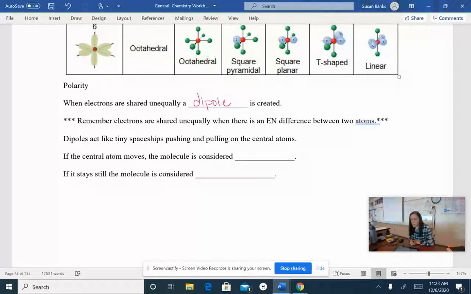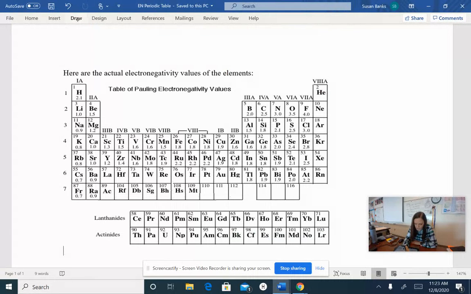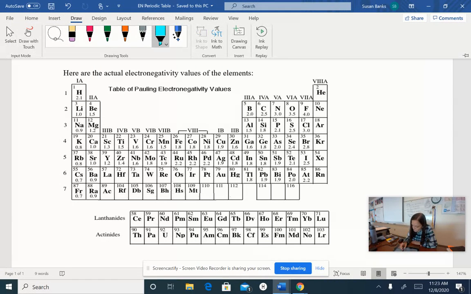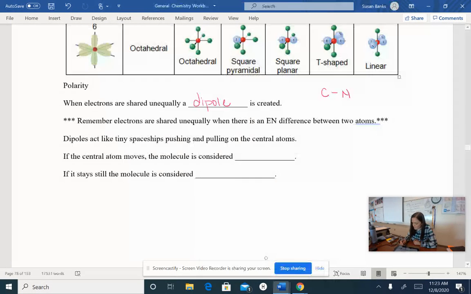And we talked about dipoles a little bit before. We talked about how if I had a bond between carbon and nitrogen, and if I look at my electronegativity chart here, let's highlight carbon and nitrogen. Carbon has an electronegativity of 2.5 and nitrogen has an electronegativity of 3. 3 is bigger than 2.5. So that means that nitrogen would have more of its share of the electrons that they are sharing in this bond right here than carbon would.